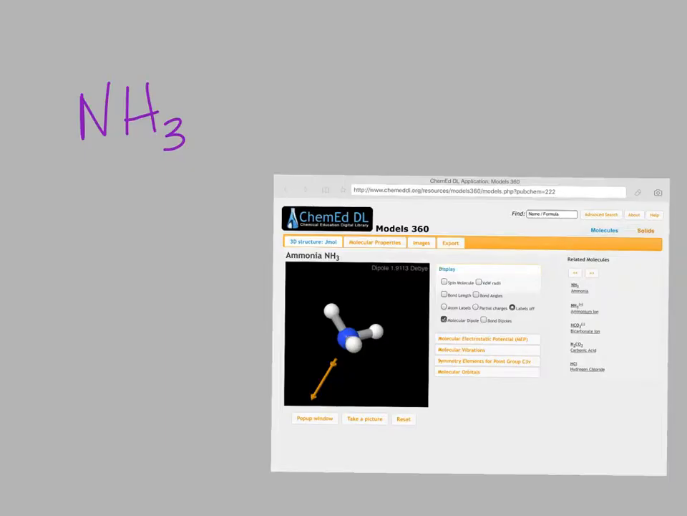All right, and the next example is NH3. I left the dipole on, look at that. Okay, so NH3 is going to look like this. And it's going to be trigonal pyramid. And so, because it has a steric number of 4 with one lone pair.